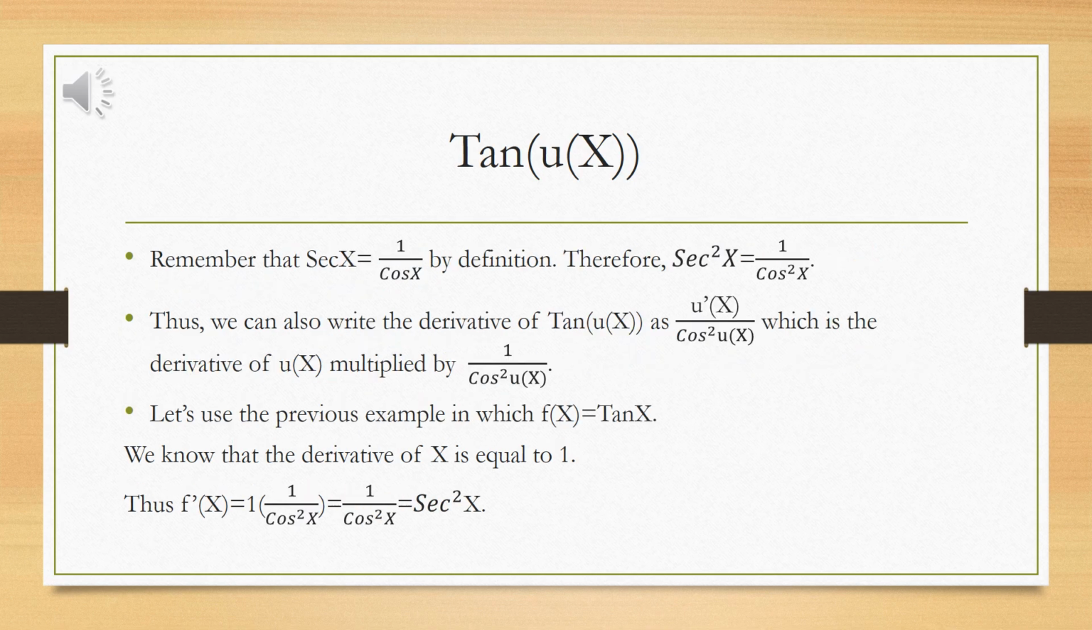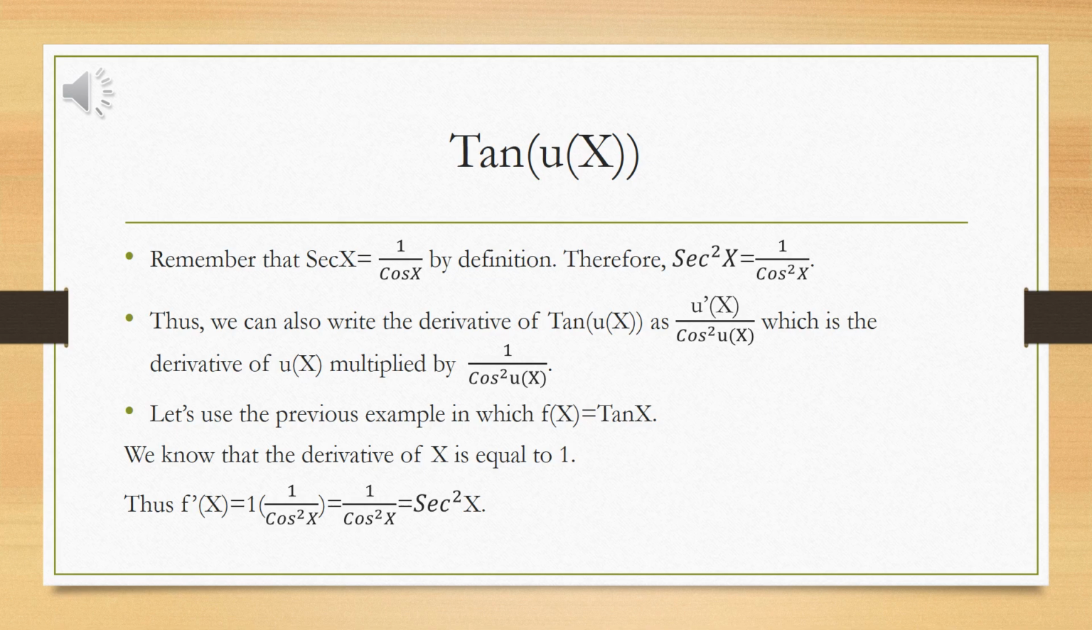Remember that, by definition, secant x equals 1 over cosine x. Therefore, secant squared x equals 1 over cosine squared x. Thus, we can also write the derivative of tangent u of x as u prime of x over cosine squared u of x, which is the derivative of u of x multiplied by 1 over cosine squared u of x.